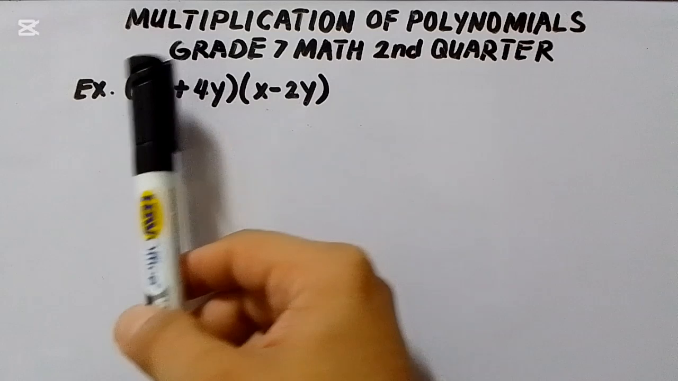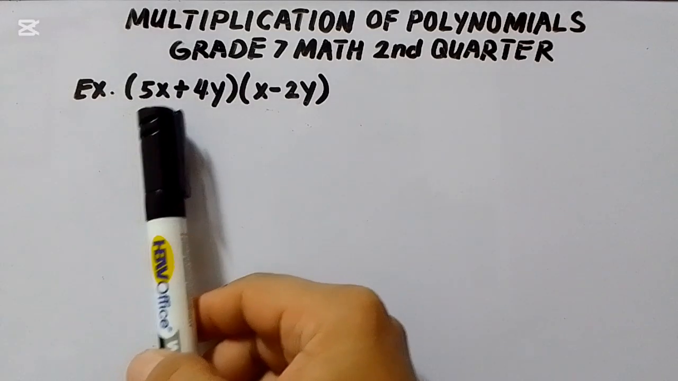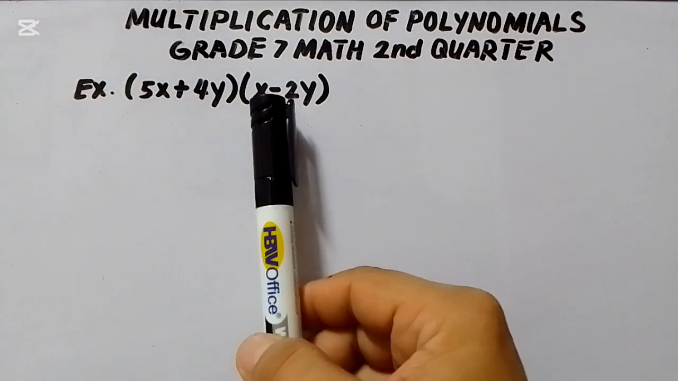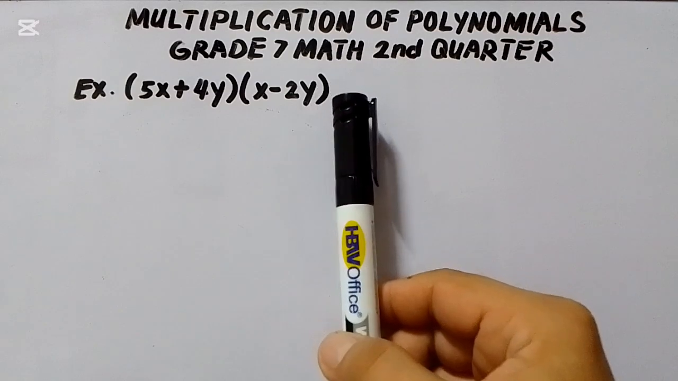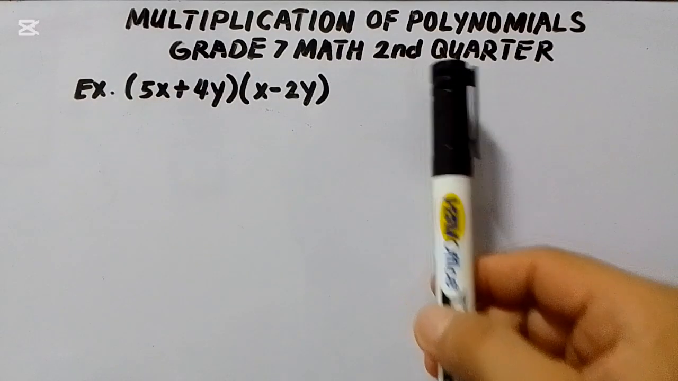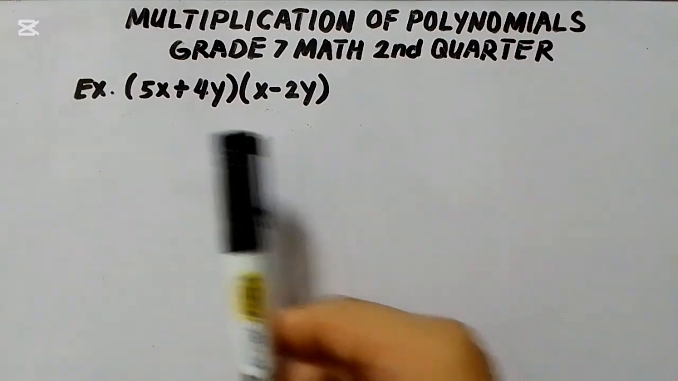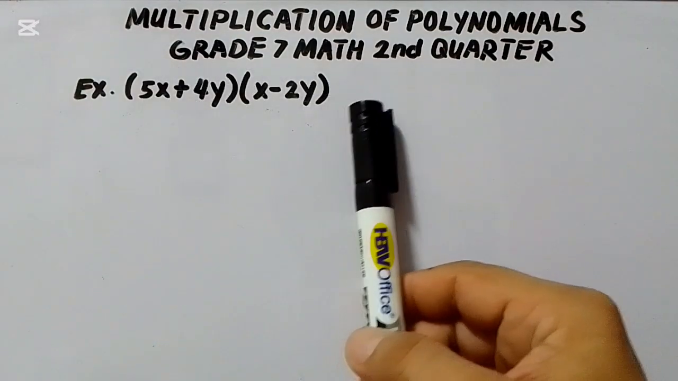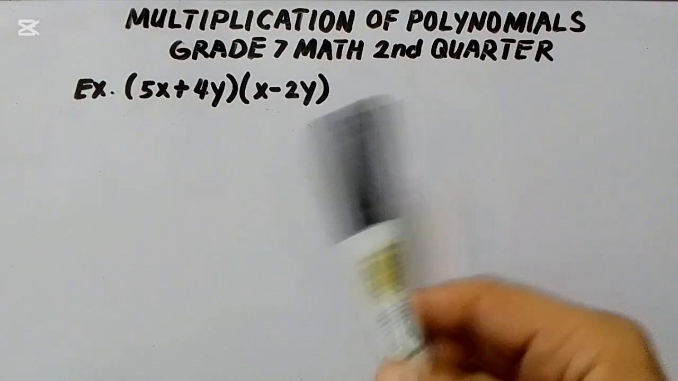So, meron po tayong example dito. So, we have quantity 5x plus 4y times the quantity x minus 2y. So, dito po sa example na to, i-apply po natin yung tatlong method. Okay. So, let's first apply the first method, the FOIL method.